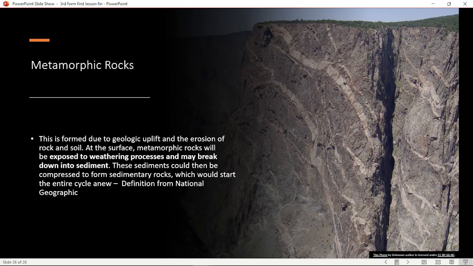At the surface, metamorphic rocks will be exposed to weathering processes and may break down into sediment. These sediments could then be compressed to form sedimentary rocks, which would start the entire cycle anew.